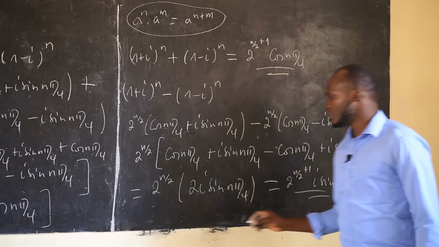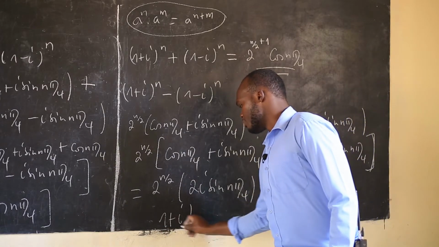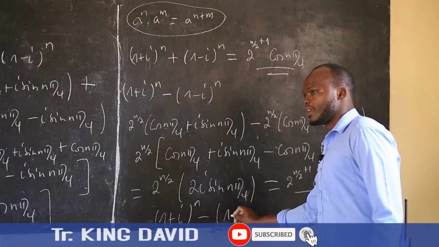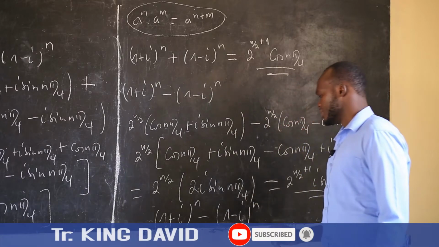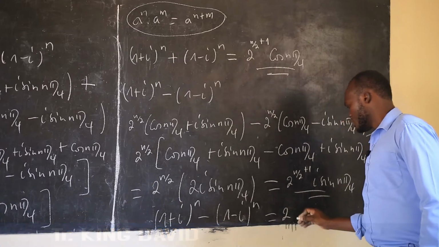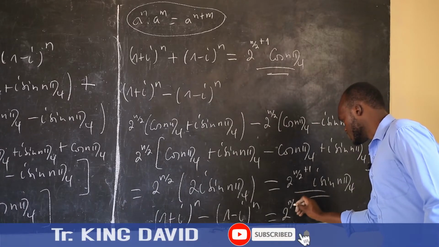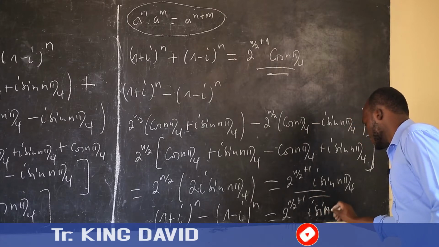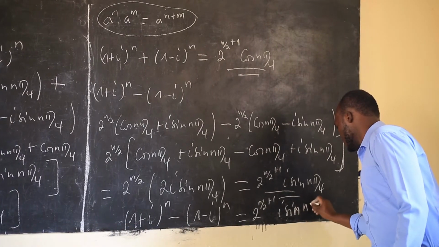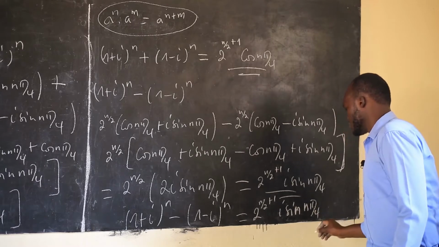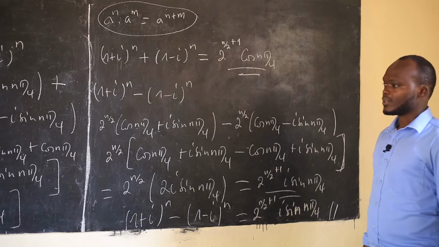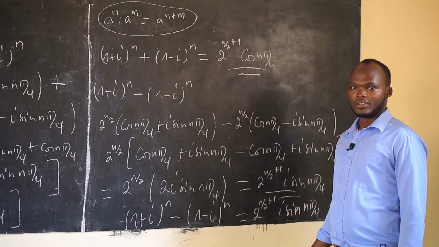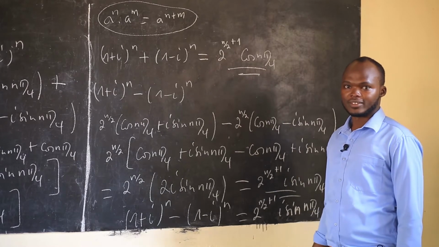So which means that 1 plus i power n minus 1 minus i power n, the answer is 2 power n over 2 plus 1, then i sine n pi over 4. So that is the answer. That's the answer for number 6A and B. So I think there is no question. Let us go to number 7.